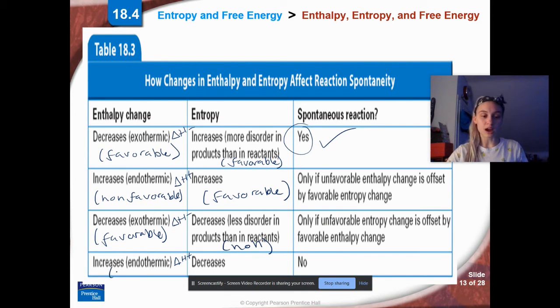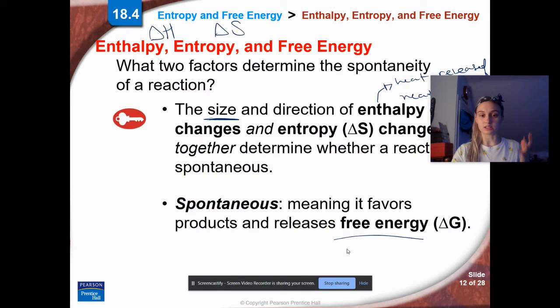And then here we have two non-favorable things. So obviously if we have two non-favorable things, we're not going to have a spontaneous reaction. So this graph and that diagram that I just talked about say the same thing as this.